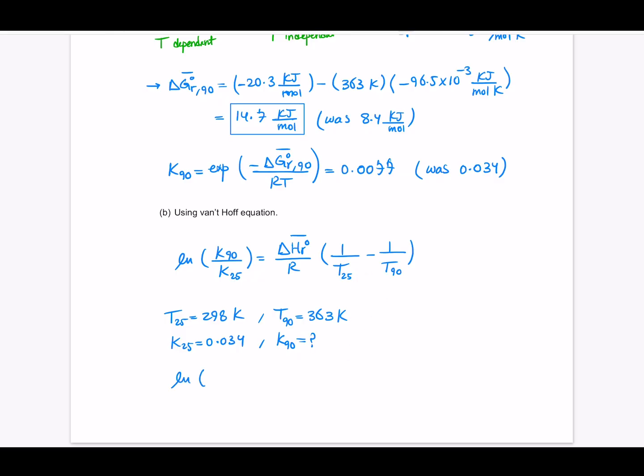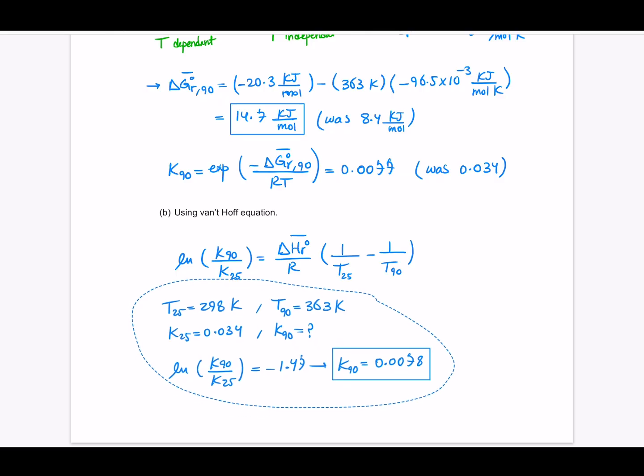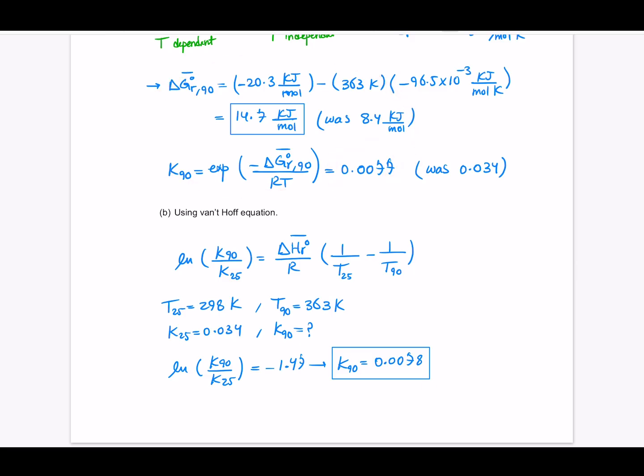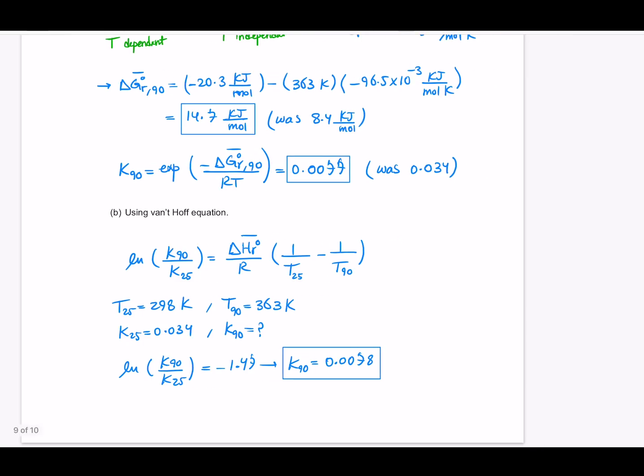So doing a simple Van 't Hoff, ln of K at 90 divided by K at 25 would give us minus 1.47, or K at 90 would be 0.0078. And as you see, this is very, very close to what we had using the fundamental relationships. We got to one value based on the fundamental relationship, and now we get to this value using Van 't Hoff. Both values are very close to each other, just highlighting how Van 't Hoff could be pretty useful.